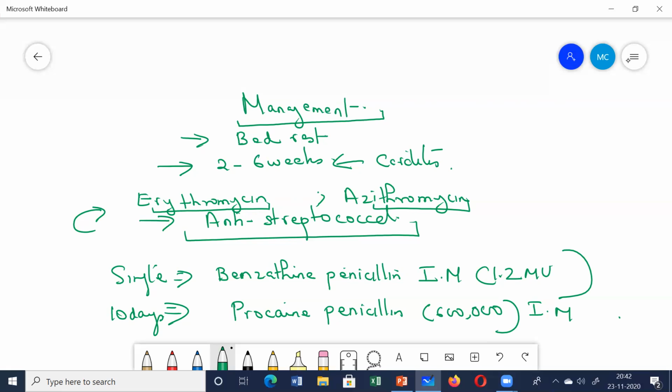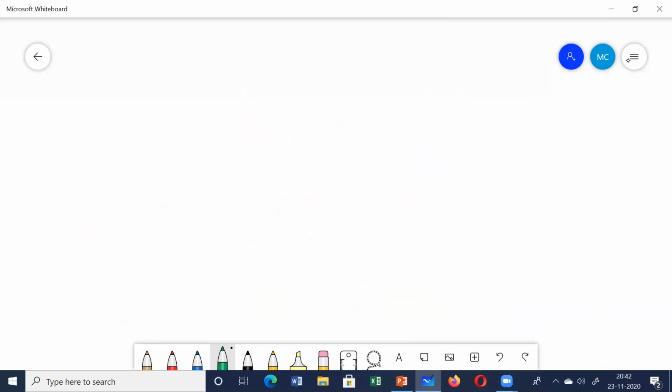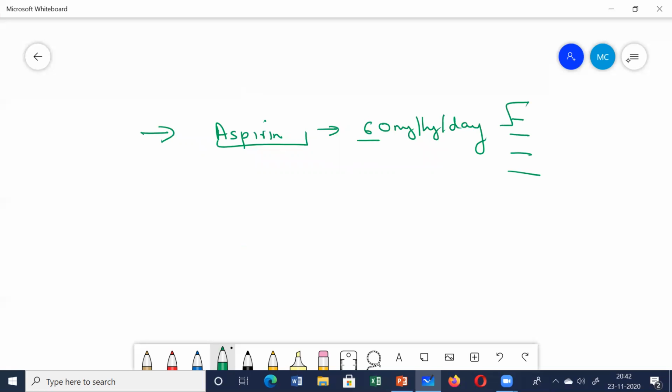So you gave anti-streptococcal therapy. Next, what else are you going to do? Now the patient has come to you with polyarthritis, all his joints are involved, and there is inflammation. So what are you going to give? You're going to give salicylates, that is aspirin. Aspirin is helpful in providing symptomatic relief. You usually start it at a dose of 60 milligrams per kg per day, given in 6 divided doses, and the dose is gradually increased. But if the patient starts developing side effects, we immediately reduce the dose.